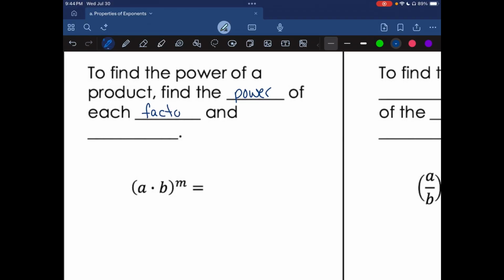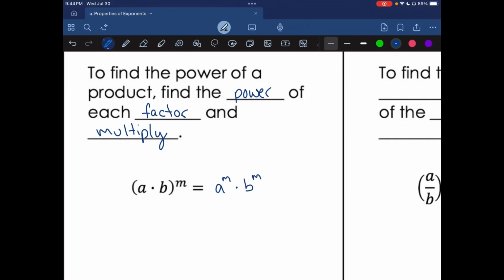All right, so if I were to simplify here, this would look like 2 to the 5th times 3 to the 5th. And again, I'm not doing that for you. I was just showing you the property.